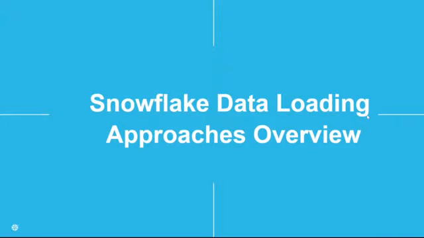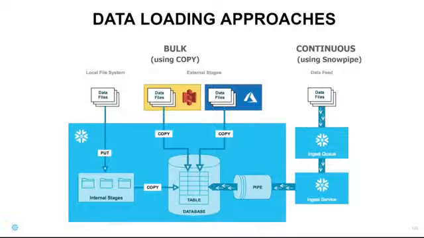So in this video, we are going to talk about the different data loading approaches in Snowflake. There are two data loading approaches we have in Snowflake. One is bulk load, and another one is continuous. The bulk load happens through a copy command, either from your local file system through internal stages to a table, or you can do the same bulk operation from your external stage through the copy command to your table. So those are the two ways through which you can use the copy command to do the bulk operation.